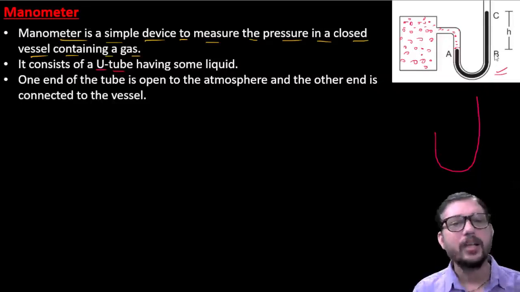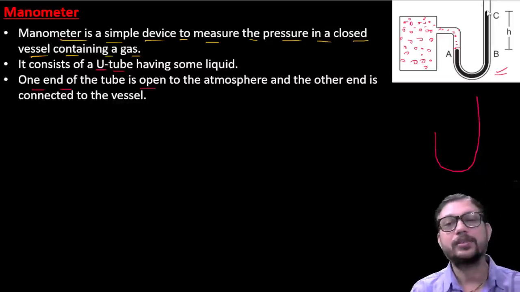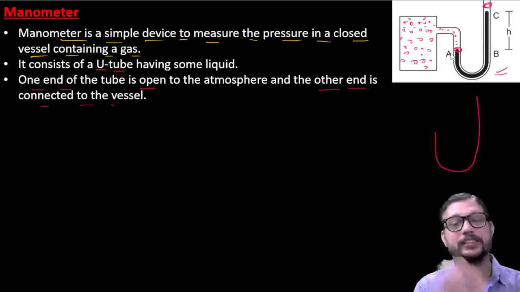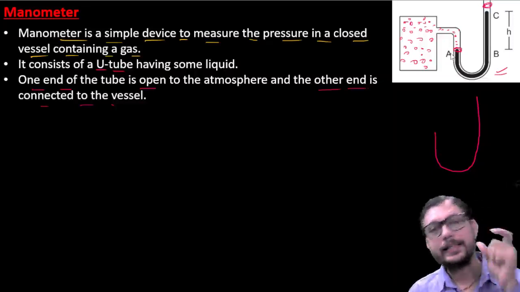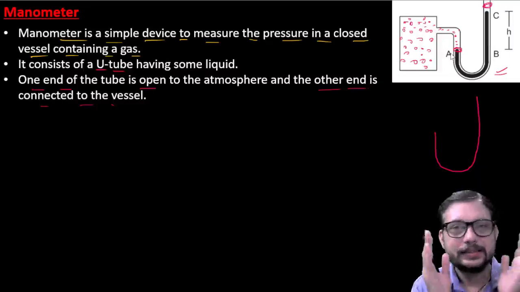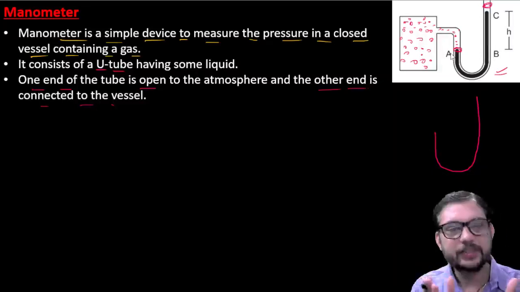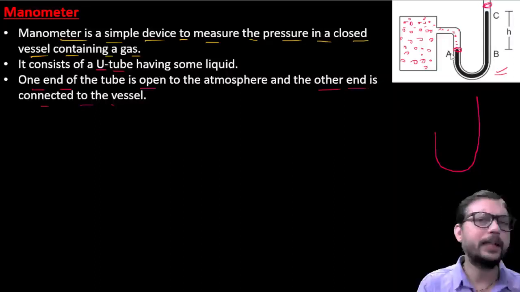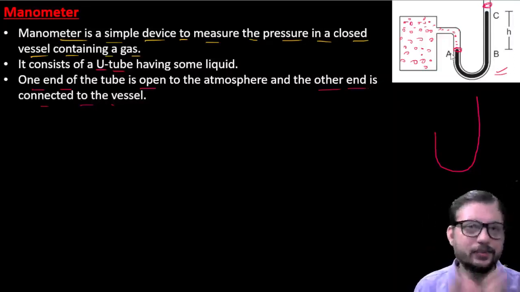Now the tube has two ends, as we know very well. One end of the tube is open, so this one is your open end. The other end is connected to the vessel, that is, to the knob represented by A. So one end is connected with the knob and the other is your open end. This is the configuration of the manometer. I hope that up to here it is very clear to all of you.